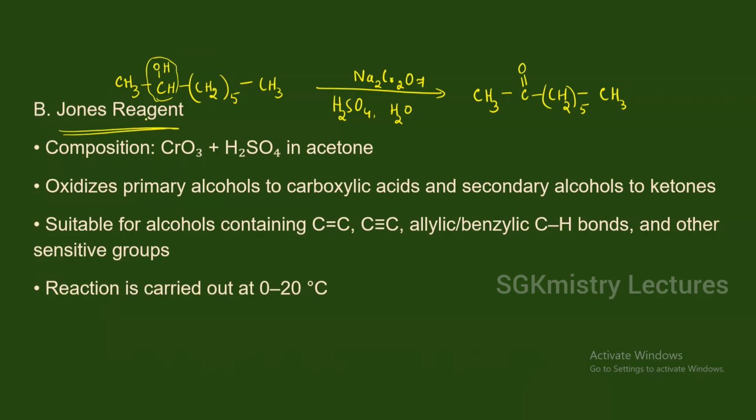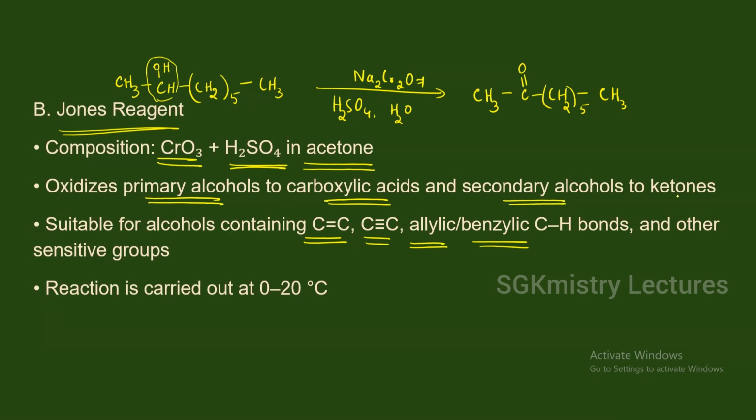Next, another type of reagent that can be used for oxidation is Jones reagent, which consists of CrO3 and sulfuric acid in acetone. The solvent that is used is acetone. This is useful for the oxidation of alcohols which contain especially the C=C double bond or the C≡C triple bond, or allylic or benzylic C-H bonds and other sensitive groups. So when you're using Jones reagent, these sensitive groups will not be oxidized. It leads to the selective oxidation of the alcohols, so if you are using primary alcohols, they will be oxidized to carboxylic acids.